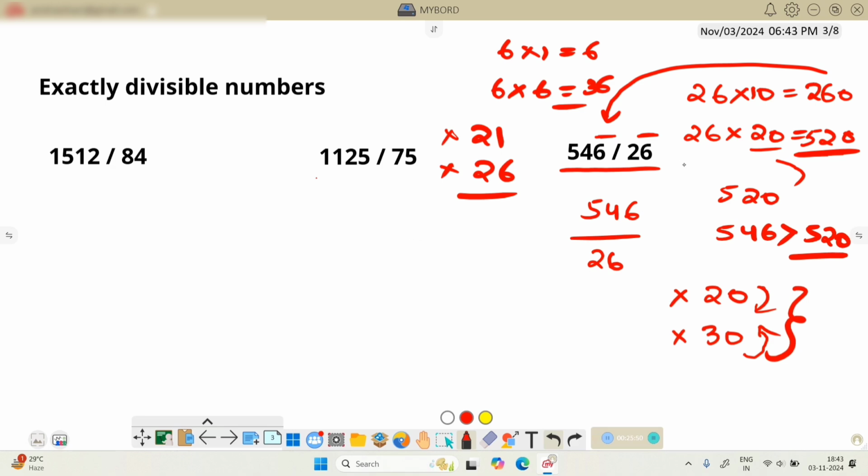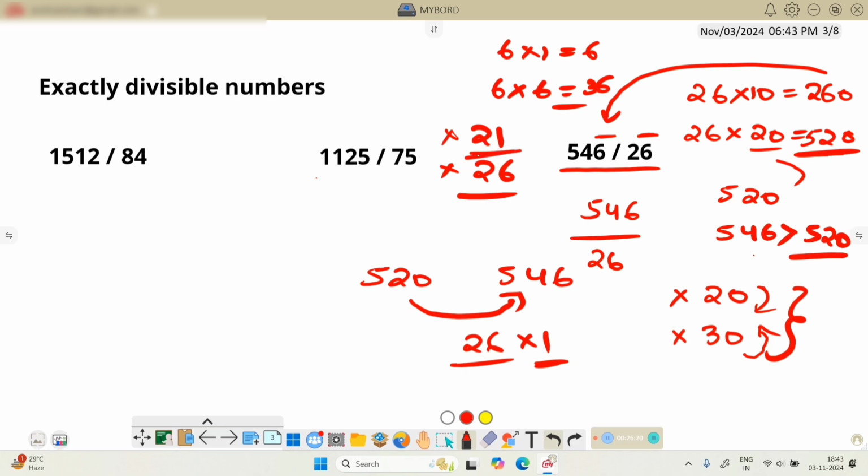You just compare these numbers. That means here 520 and 546, you compare. 520 and 546, if you compare, they are very near numbers, right? The difference is just 26. That means if you multiply with one more, if you take the next multiple, you will get the answer. That means your answer will be 21. Okay, so if you multiply with 21 you will get 546. So the final answer is 21.